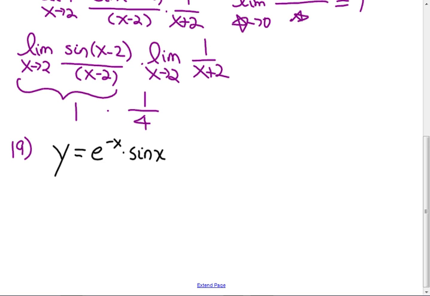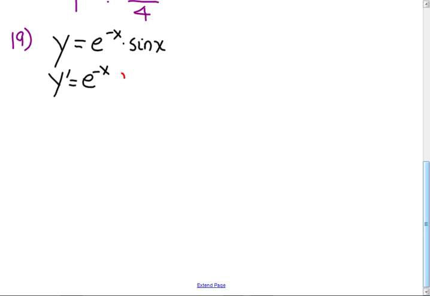Okay, ready? How do we do this one? This is f, and that's g. It's just two functions. Okay, so you know how to do it? It's the first times the derivative of the second. What's the derivative of sine? Cosine. Plus, then it's the sine of x times the derivative of e to the minus x.